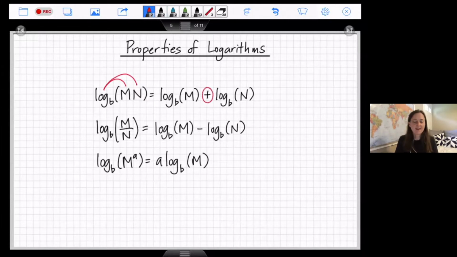All right, and then the second one tells you that you are allowed to distribute logarithms over division. When you do that, you get subtraction. And then the last property, which is a really helpful one, says that if you have an exponent inside your logarithm, you can pull this down out front as a coefficient.